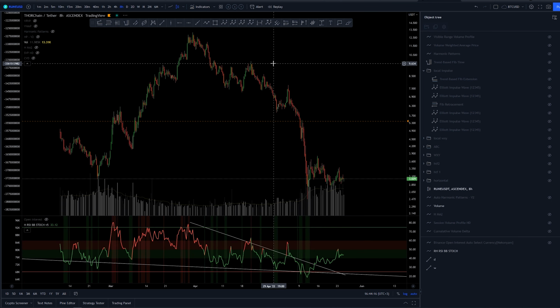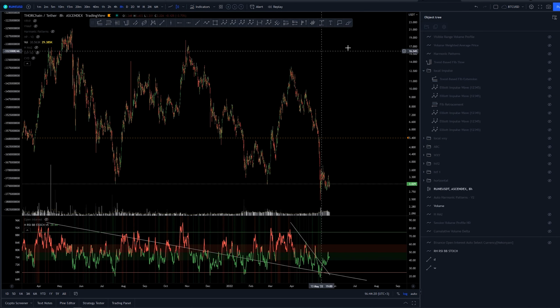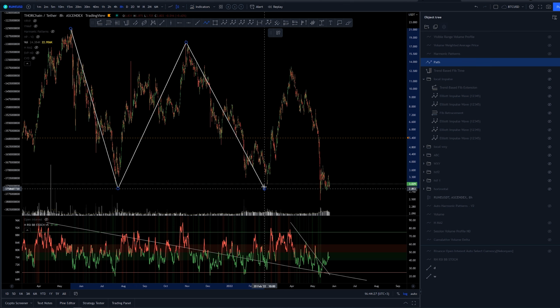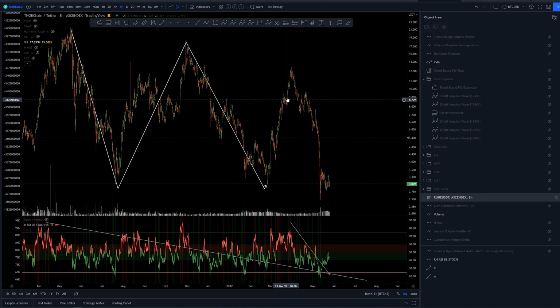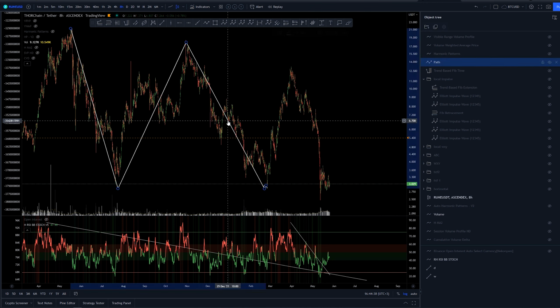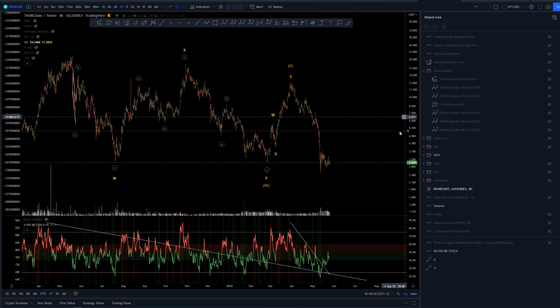Now let's take a look at the overall structure here. Last time we had a count saying that we were creating this ABC down here, and if we finished on this low, we could have a five-wave structure up here. Now we did break the low here, so that is definitely not the case, and we are still in a bearish correction. So this is what I'm currently looking at, and let me show you a couple of issues.